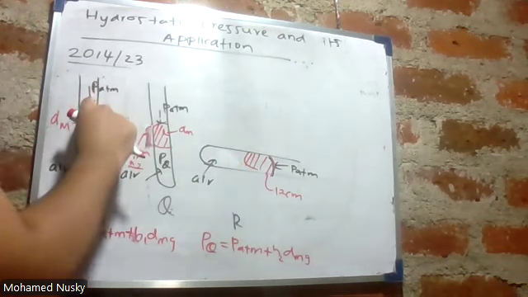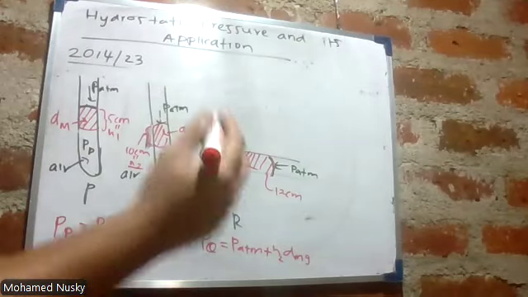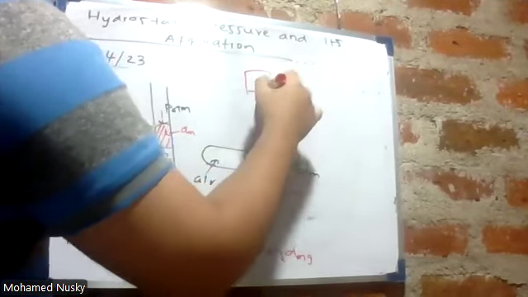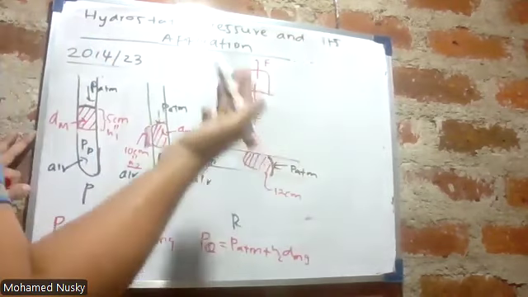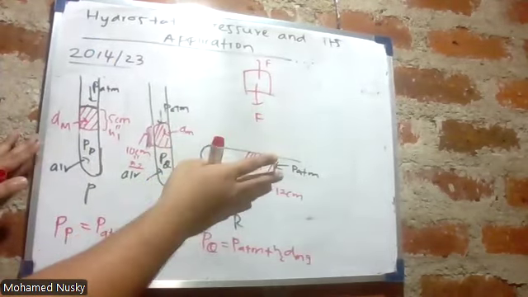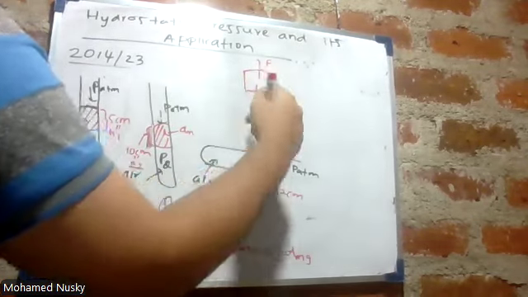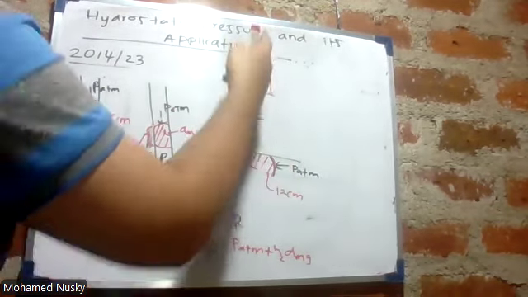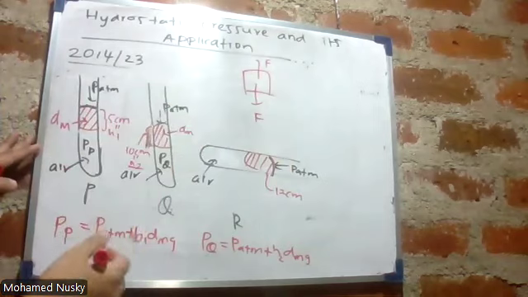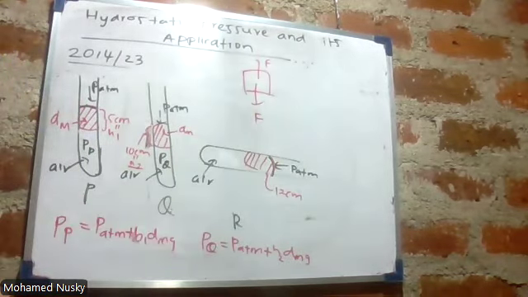Now, how can this mercury column remain at this level? How can something be in equilibrium? The downward force should be equal to the upward force. We have studied this in equilibrium, right? For an object to be in equilibrium under two forces, the two forces should be opposite in direction, equal in magnitude, and in the same line of action. For an object to be in equilibrium, the resultant force should be 0.